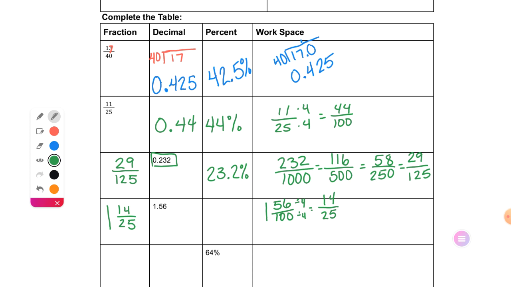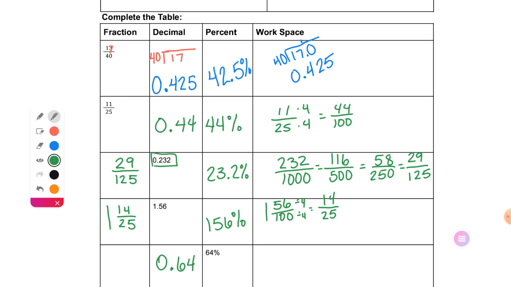What about our percent? Peyton, what's my percent? 156%. Good job, 156%. 64% as a decimal. Maddox? As a decimal is 0.64. Good job, 0.64 because we moved the decimal 2 places to the left.